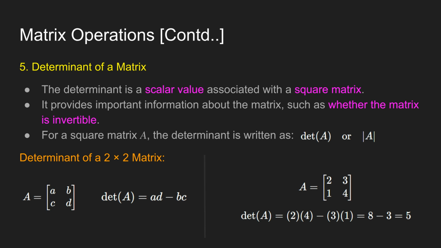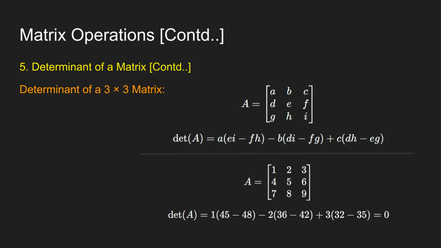The determinant of a matrix is a scalar value calculated for a square matrix, indicating properties such as invertibility. For a 2x2 matrix, it is calculated as shown. Calculating the determinant for a 3x3 matrix involves a more complex expansion method, as detailed in the example.